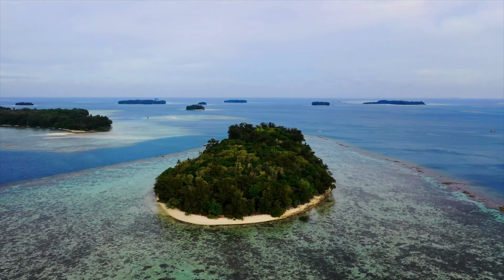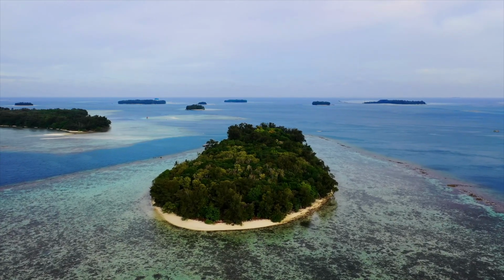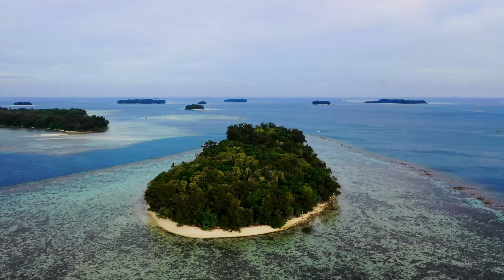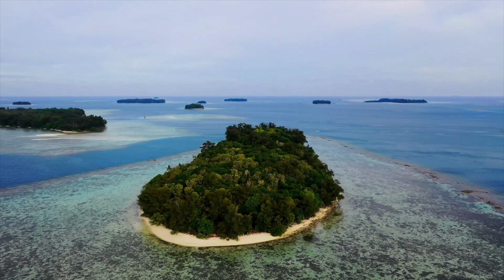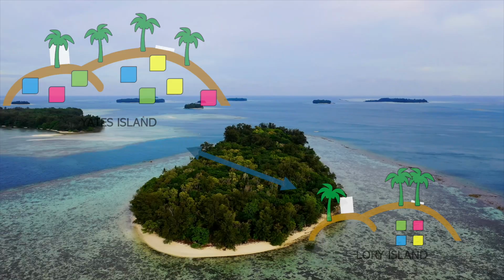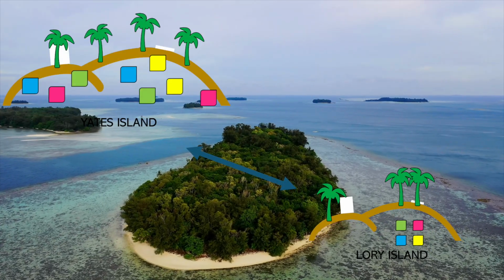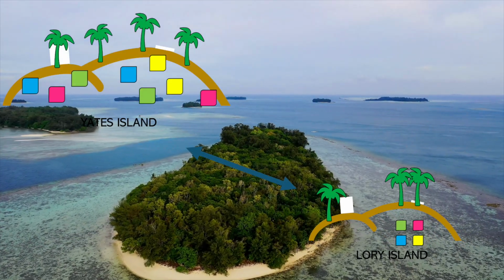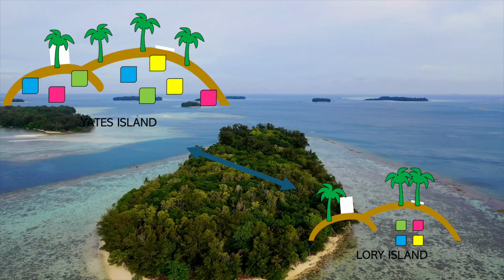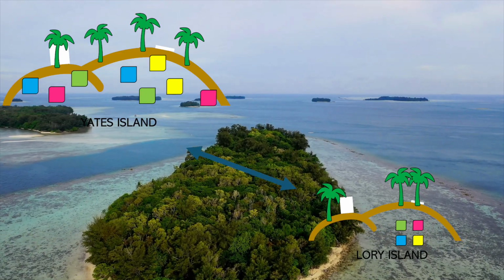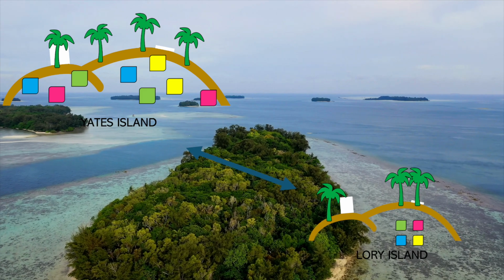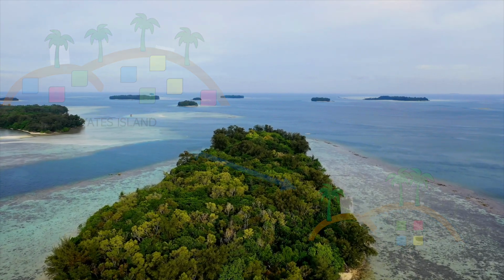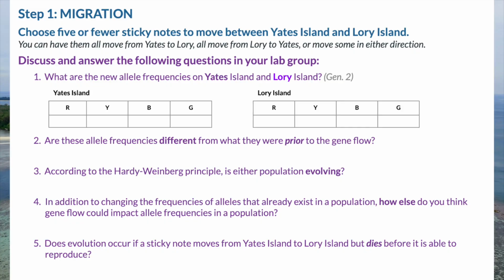And on very rare occasions, the tides are so subdued that a small number of sticky notes are able to swim between the two islands. So step 1, migration. Choose 5 or fewer sticky notes to move between Yates Island and Laurie Island. You can have them all move from Yates to Laurie, all from Laurie to Yates, or move some in either direction, okay? And then after you do that, go ahead and answer the corresponding discussion questions found on Canvas.